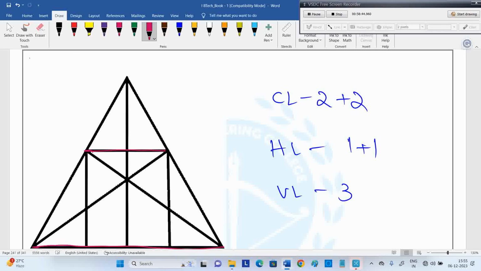2 horizontal lines. Cross lines are, I am just trying to mark it in red color. Cross lines. The total 9.